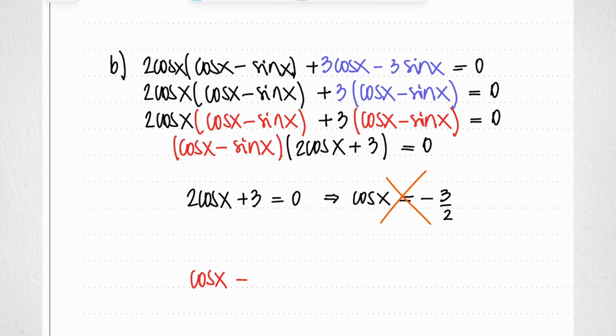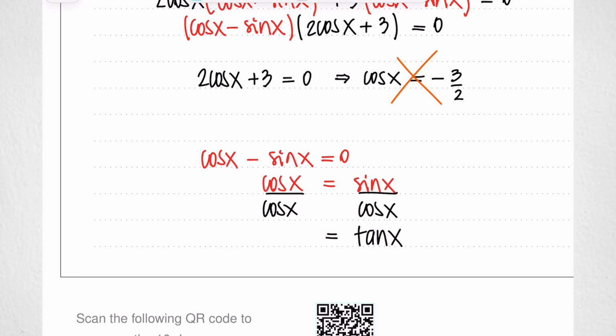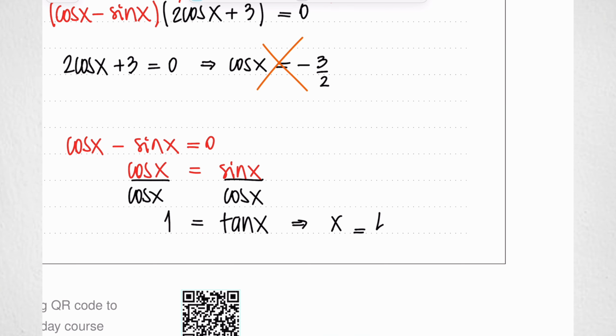However, we have the second one, cosine of x minus sine of x equal to 0, which means that sine of x is equal to cosine of x. We can divide both sides by cosine of x, which gives us a tangent of x equal to 1. Now, from 0 to 2 pi, the arcs that give us a tangent of 1 are pi over 4 and 5 pi over 4. Now there you go, that's it for this exercise. Let's jump to the next one.